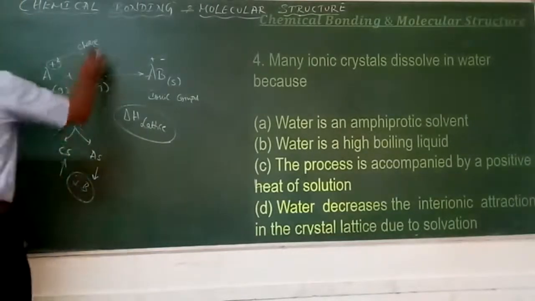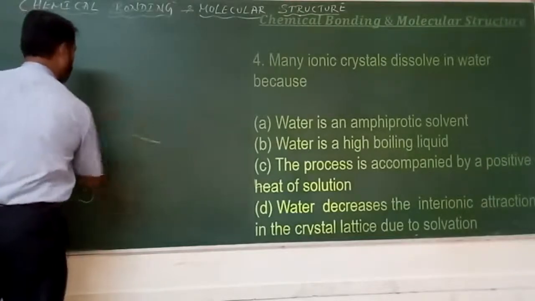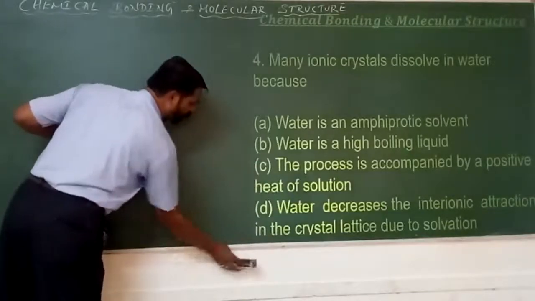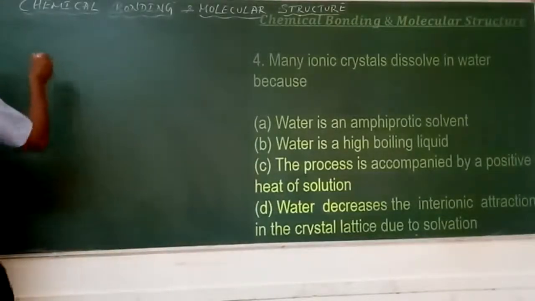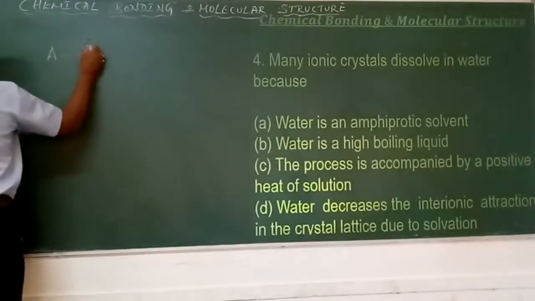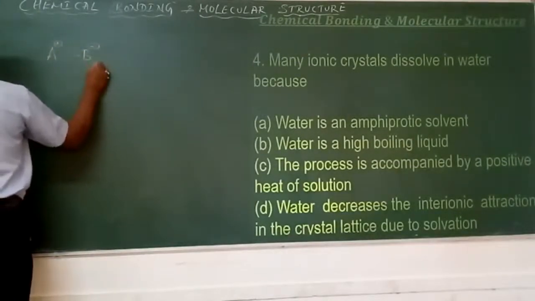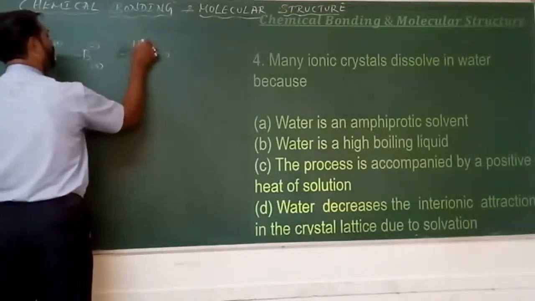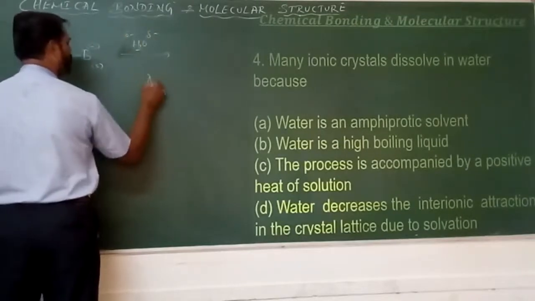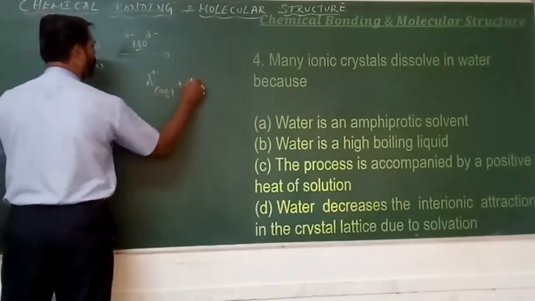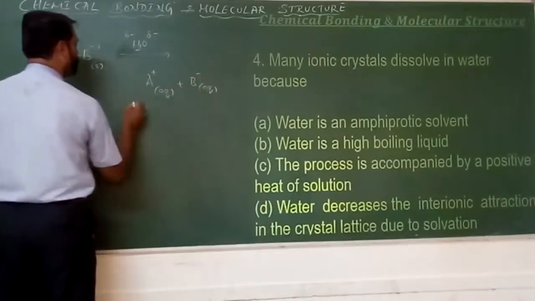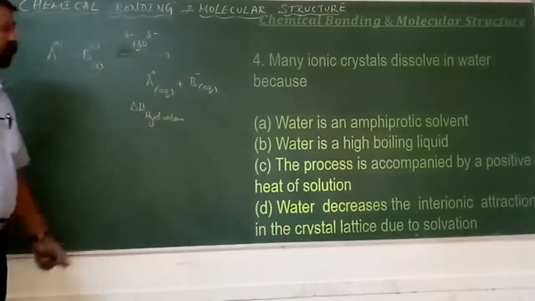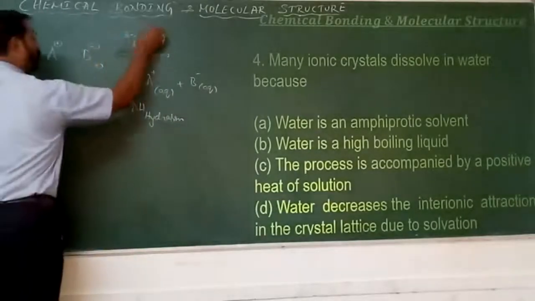So here, the dissolution of the ionic compound in a suitable solvent, preferably a polar solvent. For example, AB, if I mention any ionic compound in the solid state, when it is added with water, water is a polar solvent. Here it forms A plus aqueous plus B minus aqueous. This is the delta H of hydration. Here, the solvent, which is that solvent here?